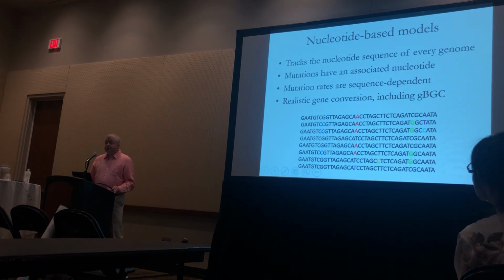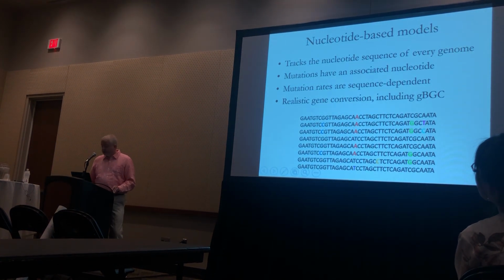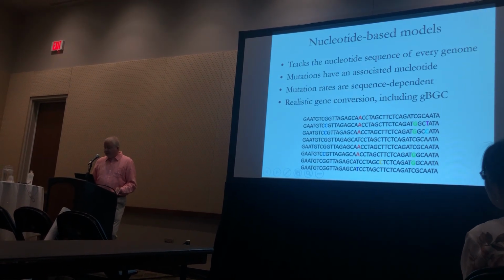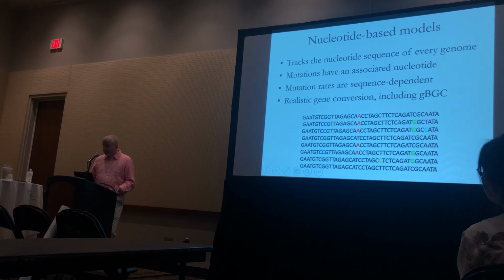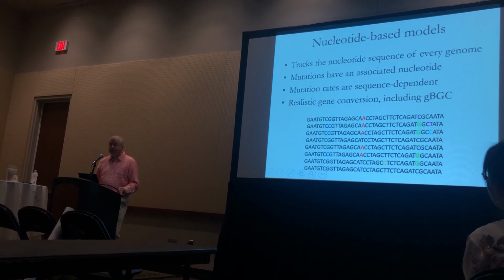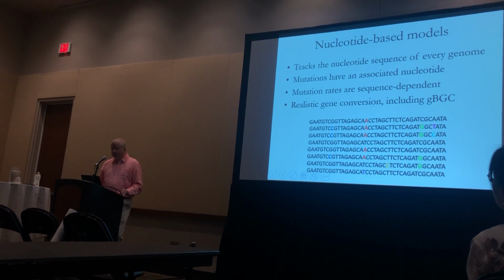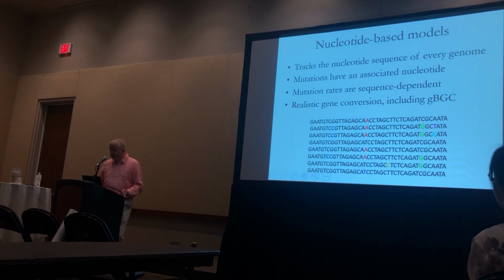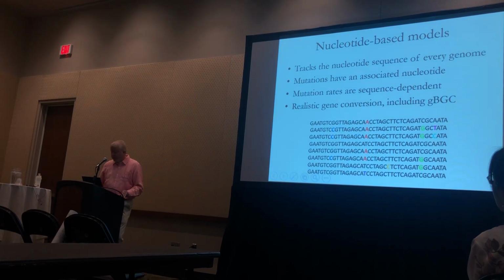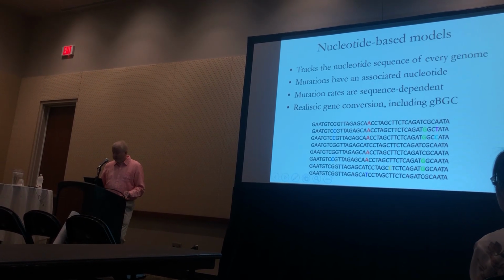So finally, in SLiM 3.3, which was released just over a month ago, we've added support for nucleotide-based models. In such models, SLiM tracks the nucleotide sequence of every genome, and mutations have an associated nucleotide, so they're really SNPs. Mutation rates here are sequence dependent. You can use standard mutational models like Jukes Cantor or Kimura 1980, or you can define your own mutational model.